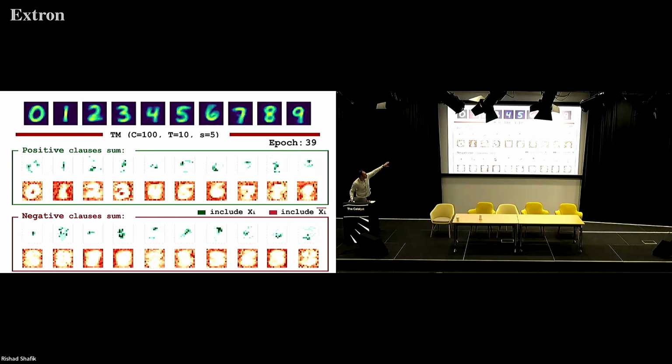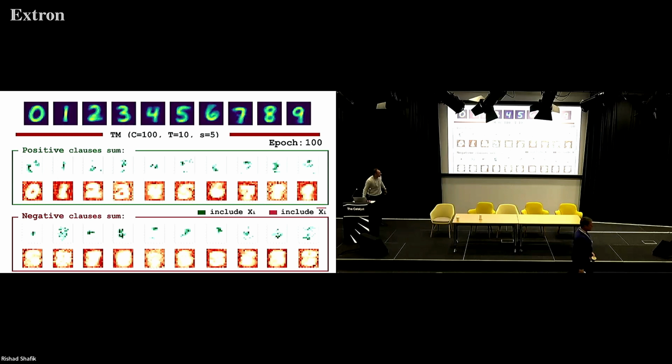So here on the top, you can see the positive clauses. Positive means that it's what it's for. So this is how 0 looks like. On the top, you could see the positive literals, so it means that the pixel should be 1. Here, the red one means that it should be 0. And then you can see that the patterns really resemble what we can see from the heat map when we overlap all of the digits.